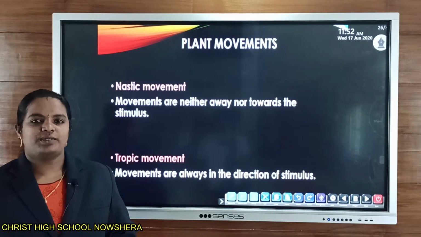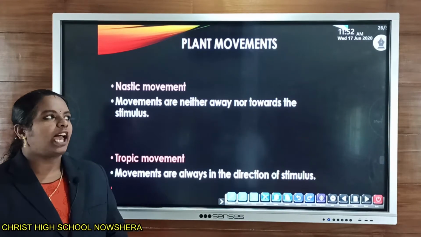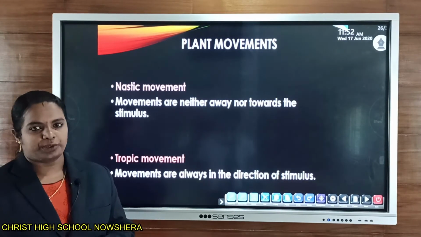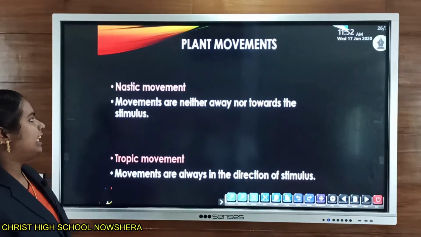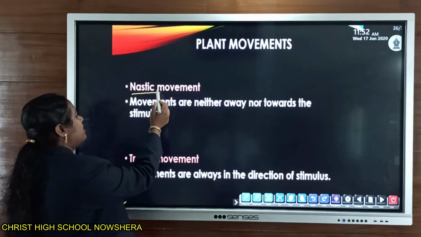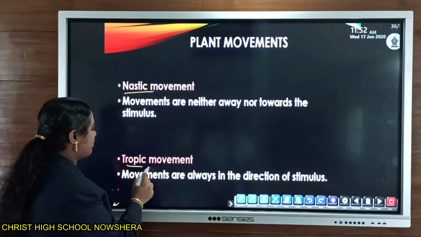Dear students, today we are going to discuss plant movements and plant hormones. Plant movements are mainly of two types: one is nastic movement, and the second is tropic movement.